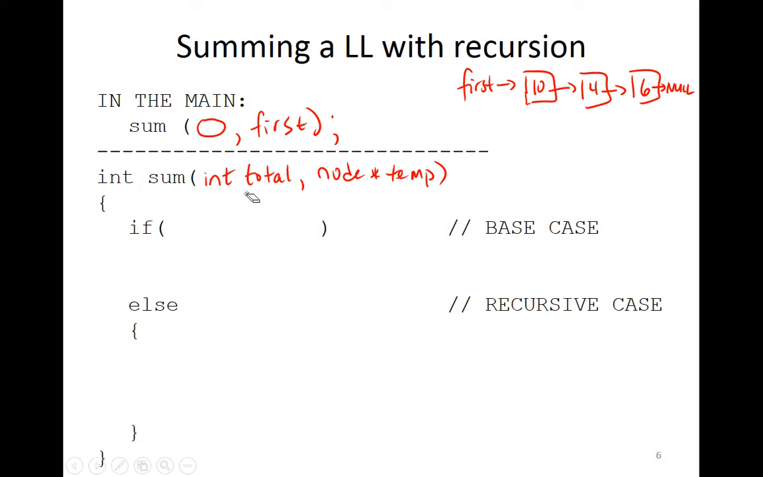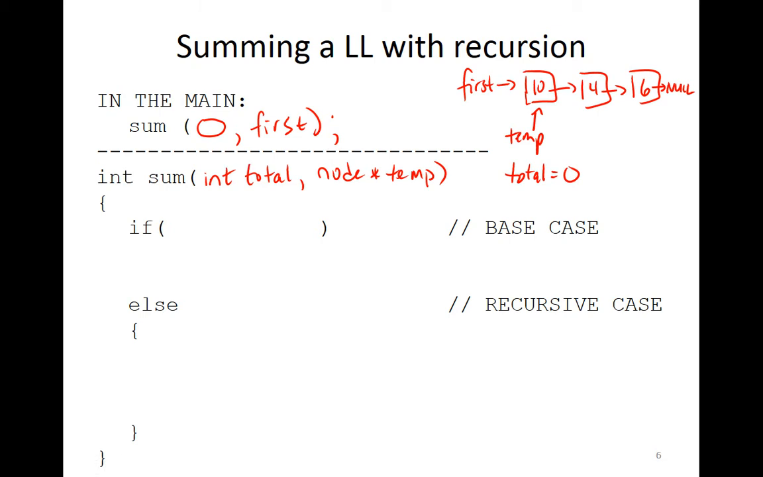So if I send this 0, just the number 0, comma first, that'll store a 0 in total, and that'll store first in temp. In other words, this will make temp point to first. All right, and I'll keep track of total maybe under it. And total right now is 0. All right, so this is the new way that we're going to do that with parameters.